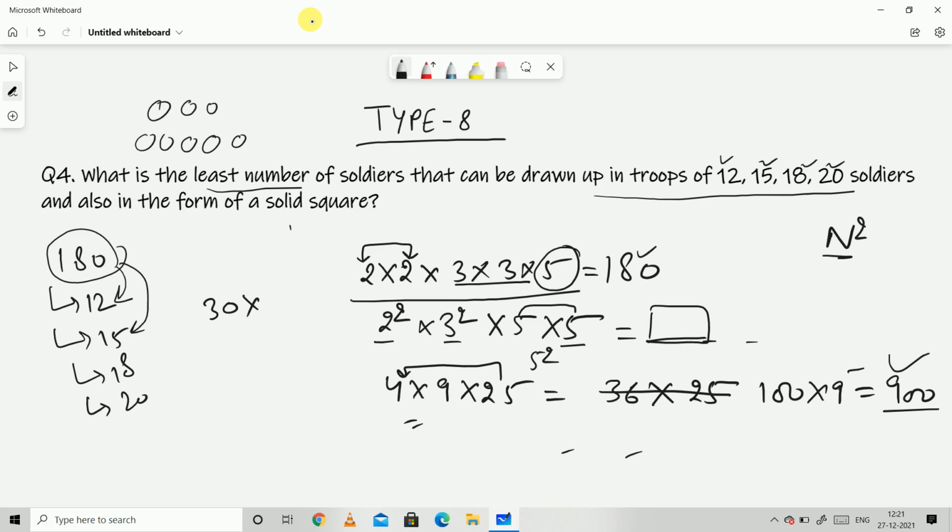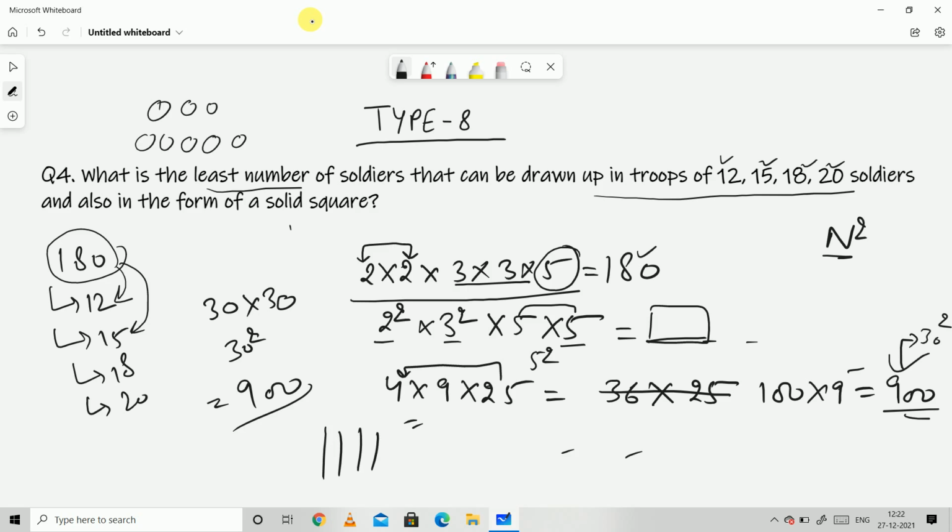Of whose square is 900? If you do 30 square, it will be 3 3s are 9 and 2 zeros. So 900 is the square of 30. Whatever you get in the resultant will be a square. So you can say that now this number that we are getting is a perfect square. Therefore 900 is my least number which can be drawn into the troops of 12, 15, 18 and 20, as well as drawn into a solid square also.